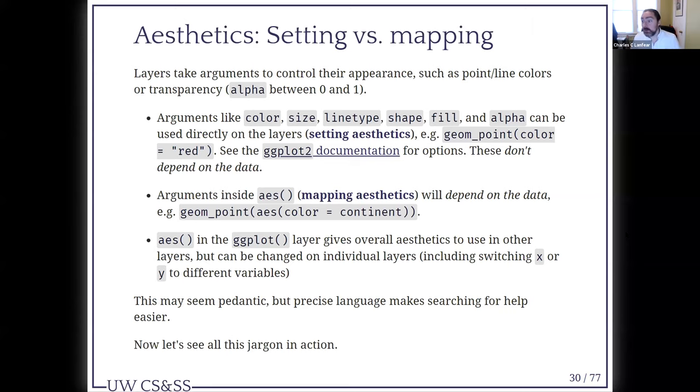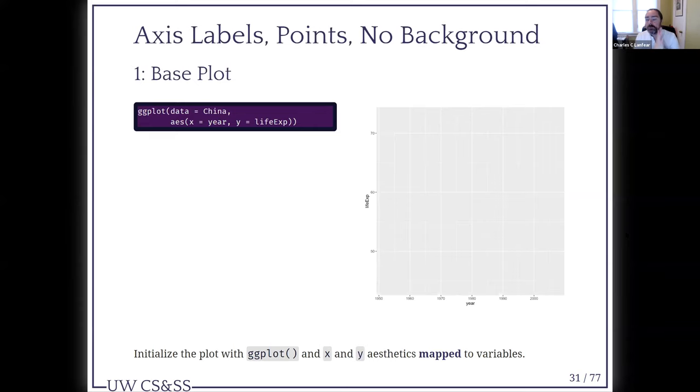Okay, so I've told you the jargon. Let's draw some pictures. Okay, so let's start with a base plot. I'm gonna make a plot, so I'm gonna begin with the function ggplot. I'm gonna use my data equals China. I'm gonna use my data from China. I'm going to say my aesthetic x equals year, y equals life expectancy. This is going to create a blank canvas. My blank canvas shows me year here, life expectancy here, and literally nothing else, because this function call by itself just creates a canvas for us. I haven't drawn any dots, any lines, anything like that.